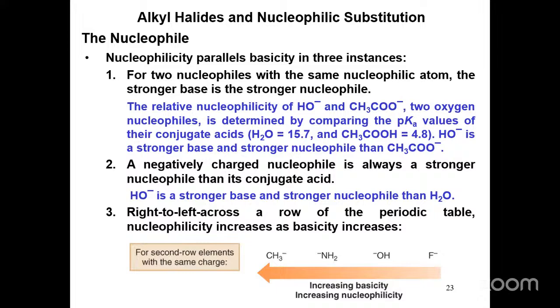Nucleophilicity: for two nucleophiles with the same nucleophilic atom, the stronger base is the stronger nucleophile. A negatively charged nucleophile is always a stronger nucleophile than its neutral conjugate acid. Right to left across the row of the periodic table, nucleophilicity increases.